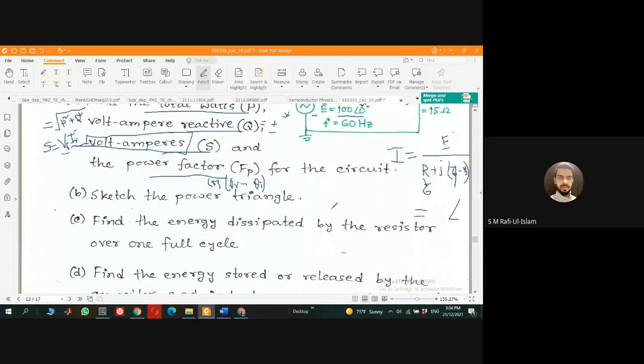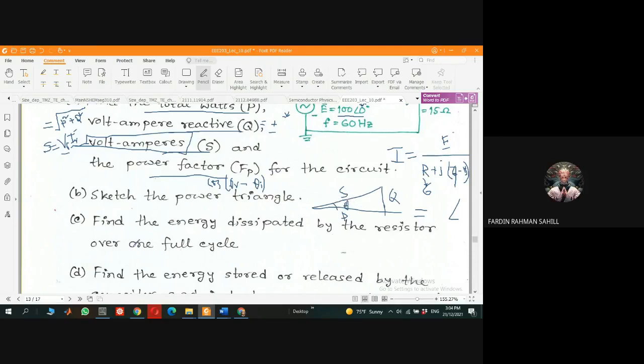So, sketch the power triangle. The power triangle means nothing but the Pythagorean triangle we have discussed here. There will be real power, reactive power, and apparent power, and this is called the power triangle. Do you understand this thing?